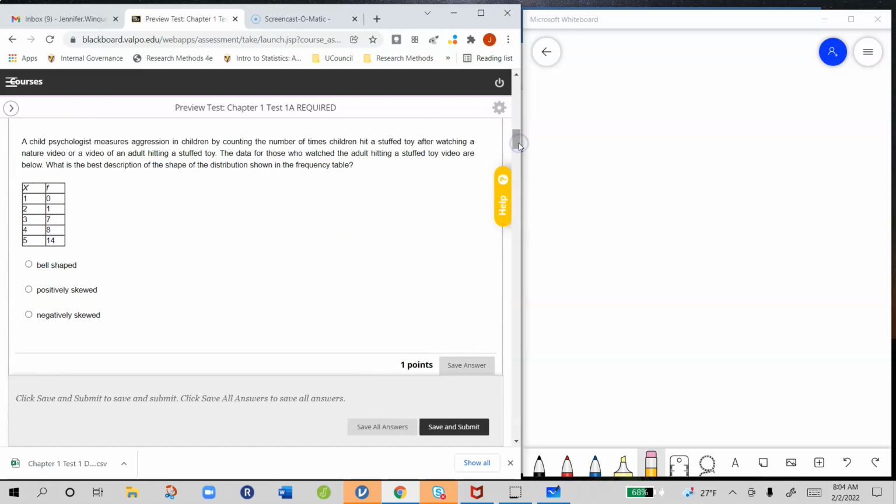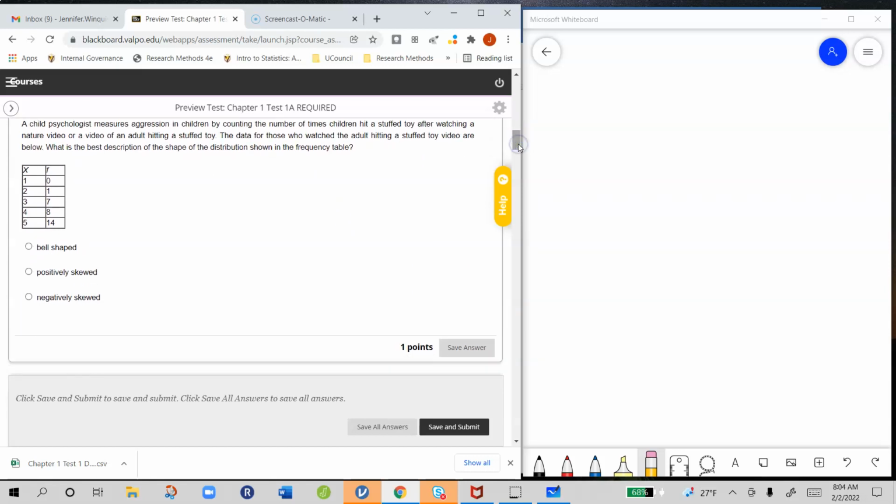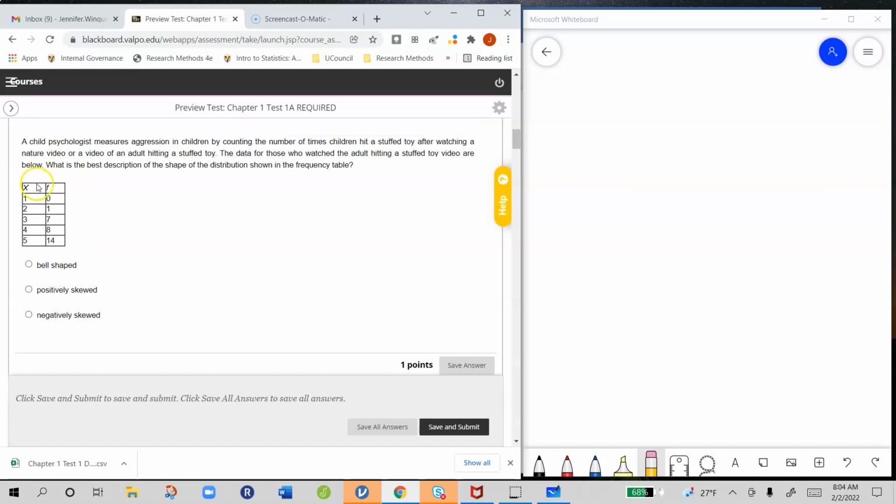All right, moving on to number 4. Now we're looking at a frequency distribution. We have X's and frequencies. X's are the categories or the scores, and the frequencies are the number of children in each of those categories. In this example, kids hit the doll either 1, 2, 3, 4, or 5 times, listed here, and the frequencies represent how many people are in each category. We have 0 kids who hit the doll once, 1 hit the doll twice, 7 hit the doll 3 times, and so forth. And we're asking what's the best description of the shape of the distribution.